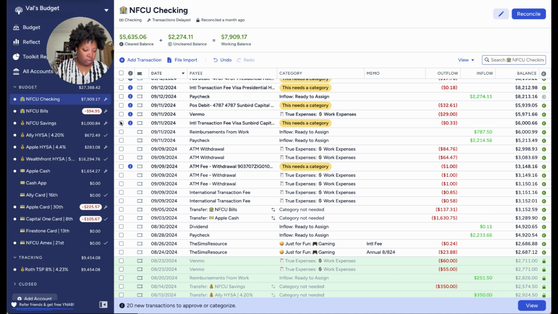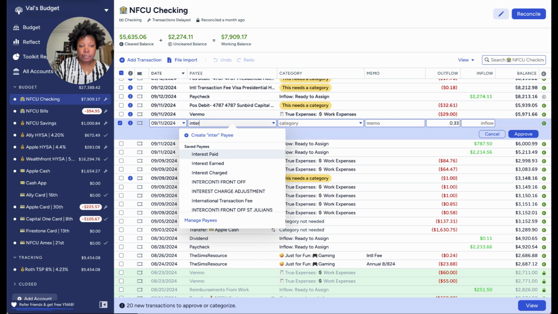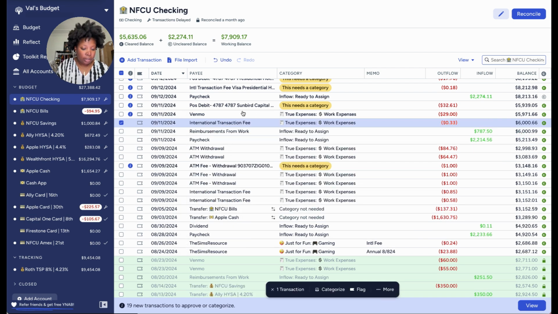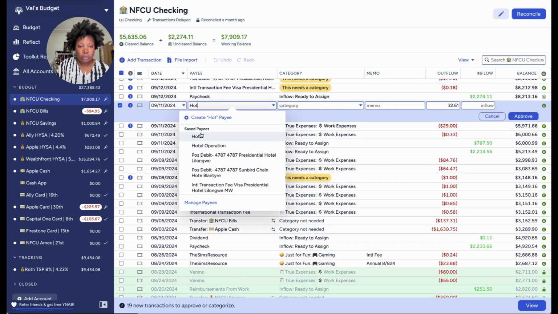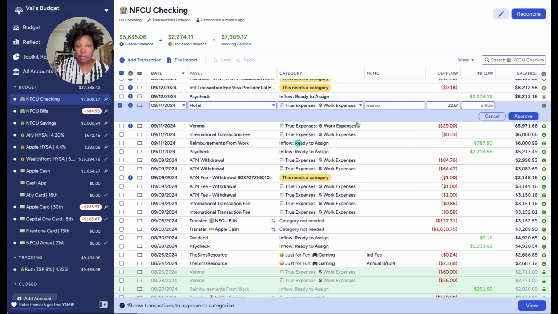All right, and also on that same day we have one international transaction and then a breakfast charge at the hotel. The transaction fee was 33 cents, which is this one here, and I'm going to leave that as work expense. Then the hotel breakfast charge was $32.61, which is this one here. So I'm going to label this as hotel, work expense.